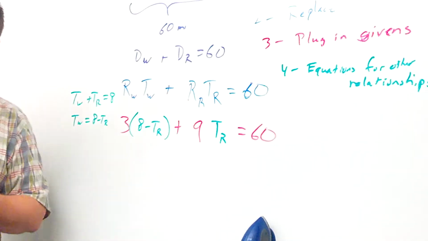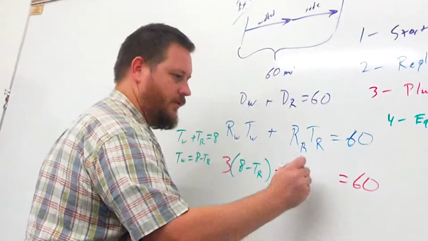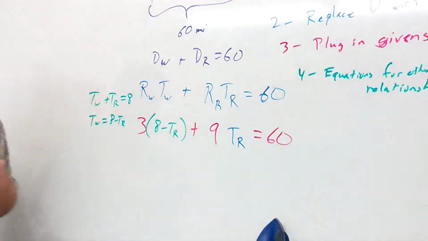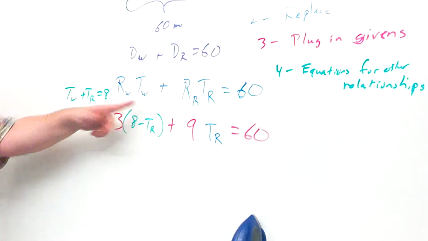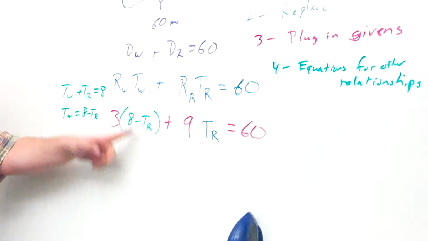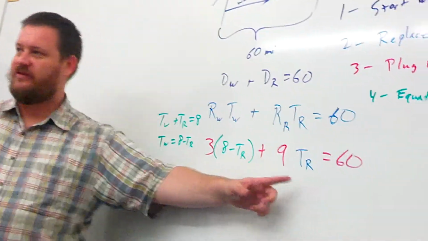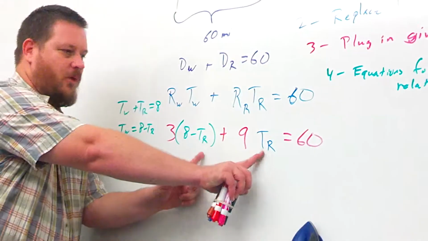Because it's just carried over from the previous equation. TR. This TR I just left there, because I substituted for TW. I put in 8 minus TR for TW. And now by leaving this TR just as a TR, I have one equation with only one variable, TR.